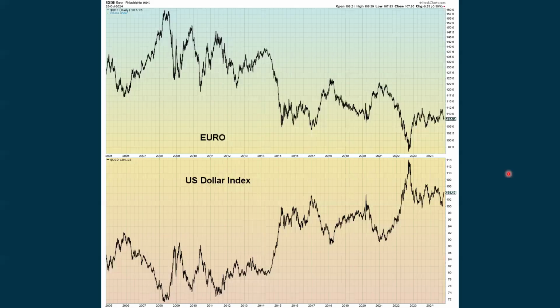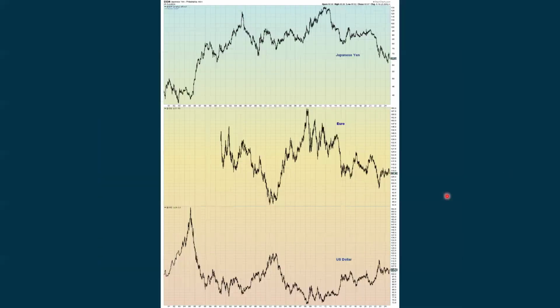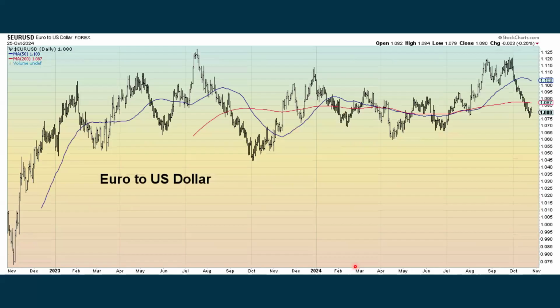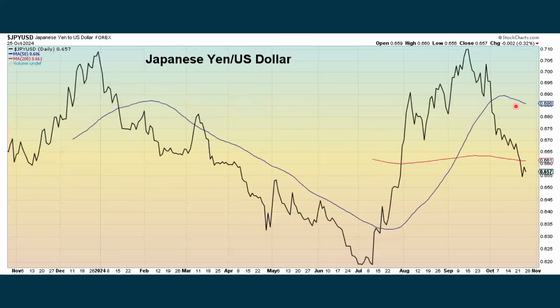We look at the euro, which is going down compared to the dollar, where the US dollar index is going up. And then we look at the Japanese yen as well, the euro and then the US dollar all on the same charts. Then I break them out. And even though the euro's really been pulling back against the dollar, it's still in an uptrend overall. The blue line's above the red line.